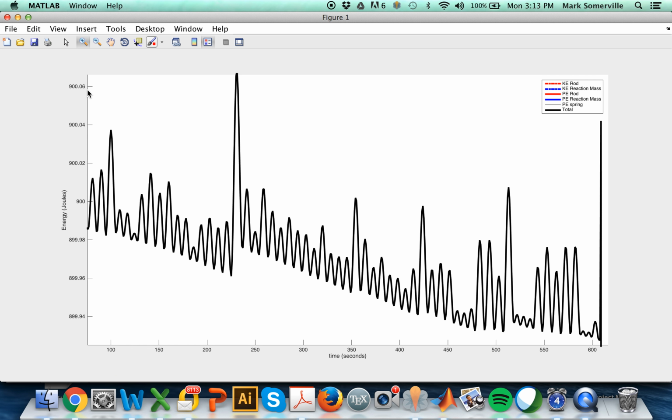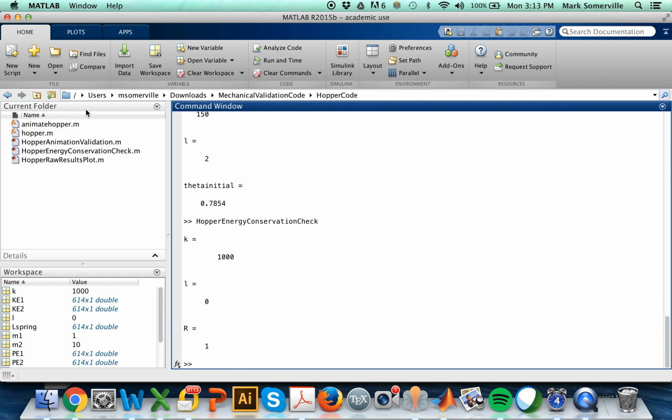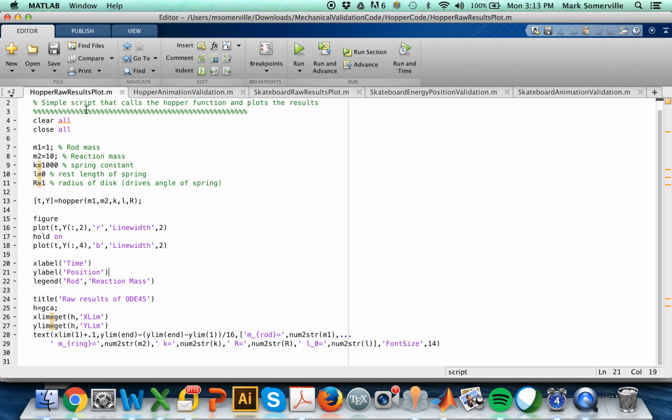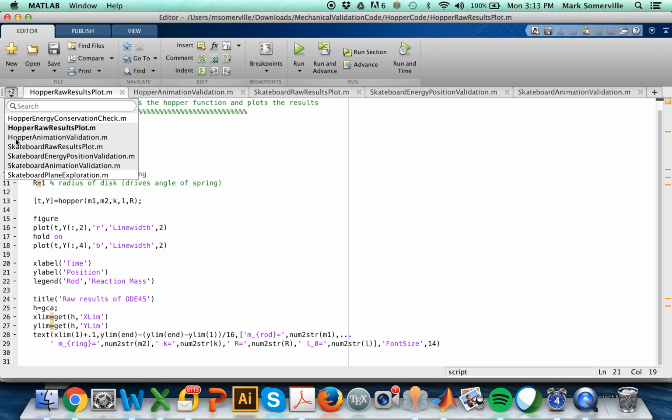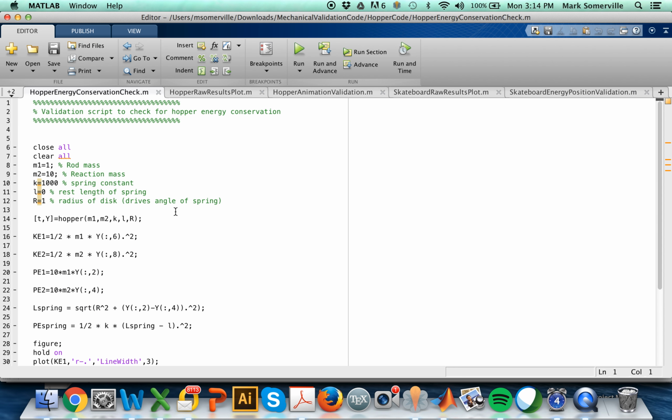Okay. Cool. So that certainly gives us some confidence. Should we look at that for the skateboard too? Sure. Do you want to look at the code for that? Yeah, we can look at the code for that. Where's the code for that? Let's see if we can find it. Hopper energy conservation check.